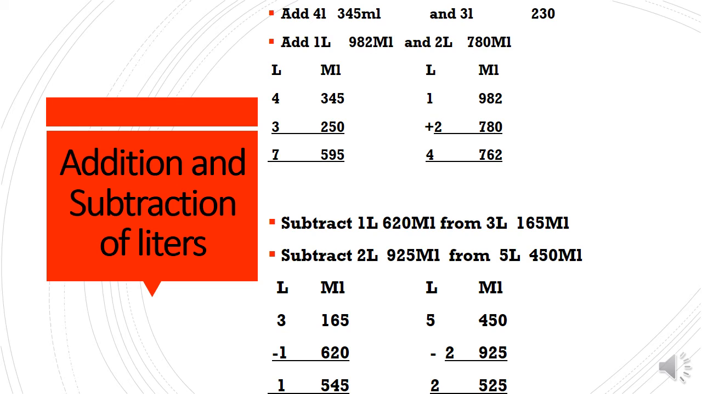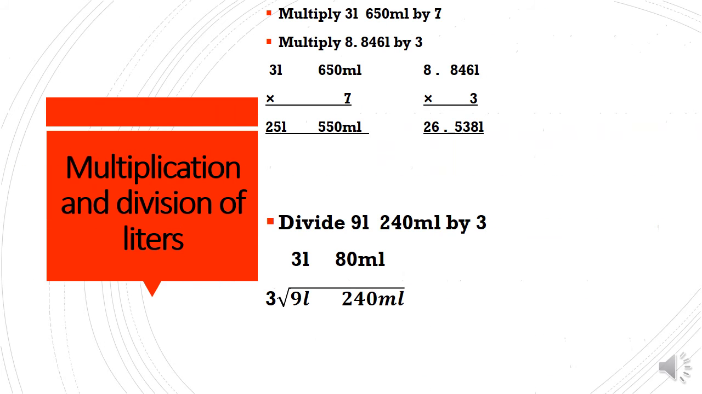Good. Let's go to our next slide, which is multiplying and dividing in liters. Multiplication and division of liters. Number 1, they said we should multiply 3 liters 650 milliliters by 7. We stipulated them here, 3 liters 650 milliliters.